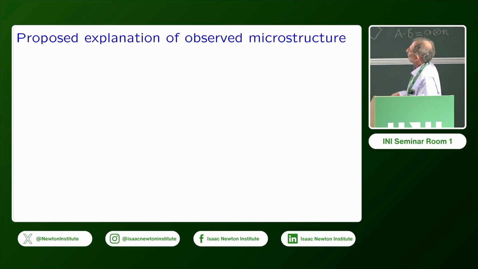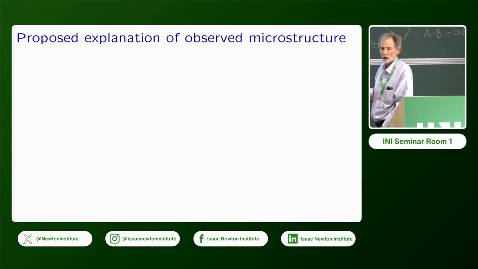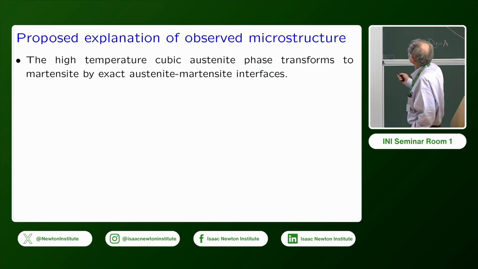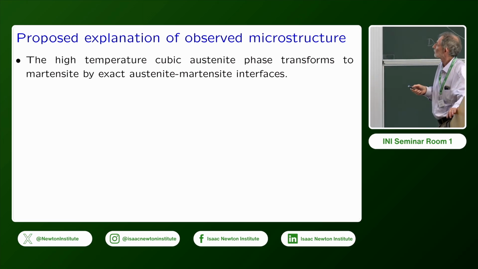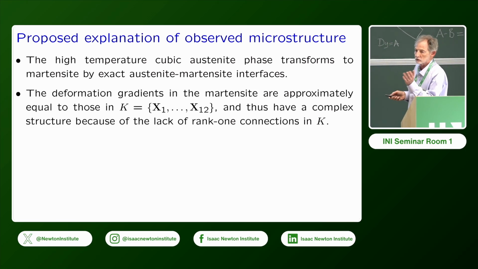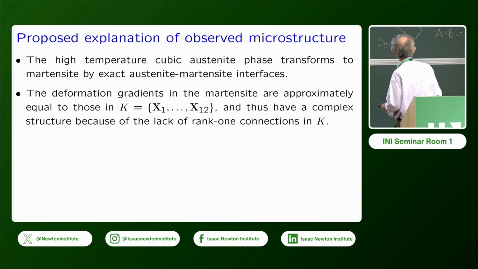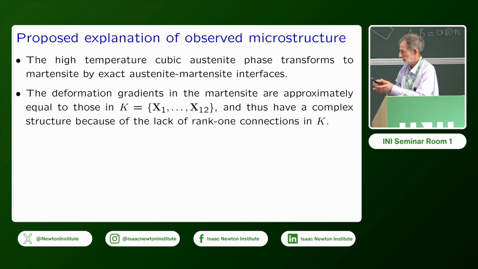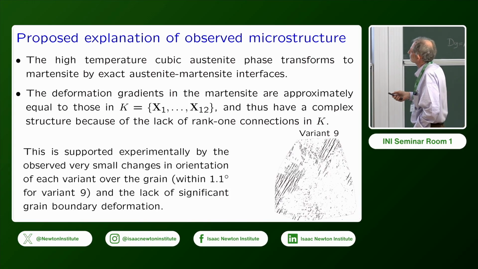Okay, so here then is the rough proposed explanation of why we see such strange things. The high temperature cubic austenite phase transforms to the martensite by means of exact austenite-martensite interfaces. So this is what we believe happens. The deformation gradients in the martensite are approximately equal to those in this set K consisting of these 12 matrices. And thus they have a complex structure because you can't make an interface between any pair of them. And that's why we see such an unusual picture.